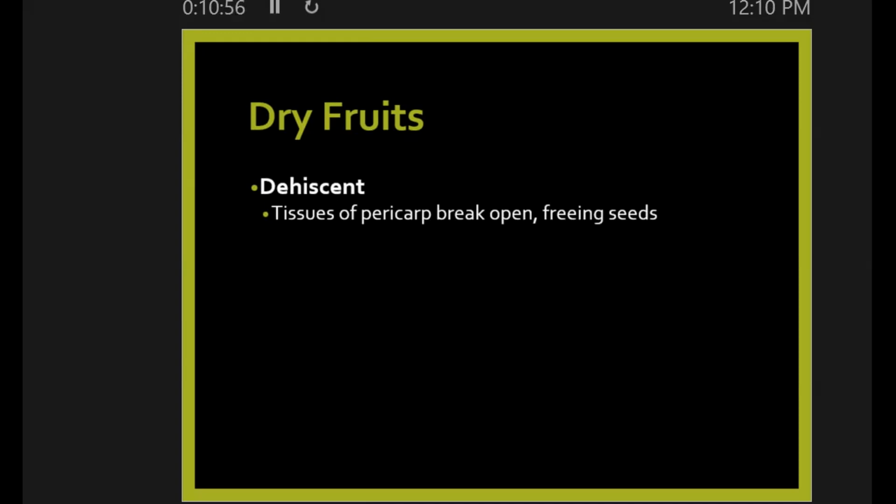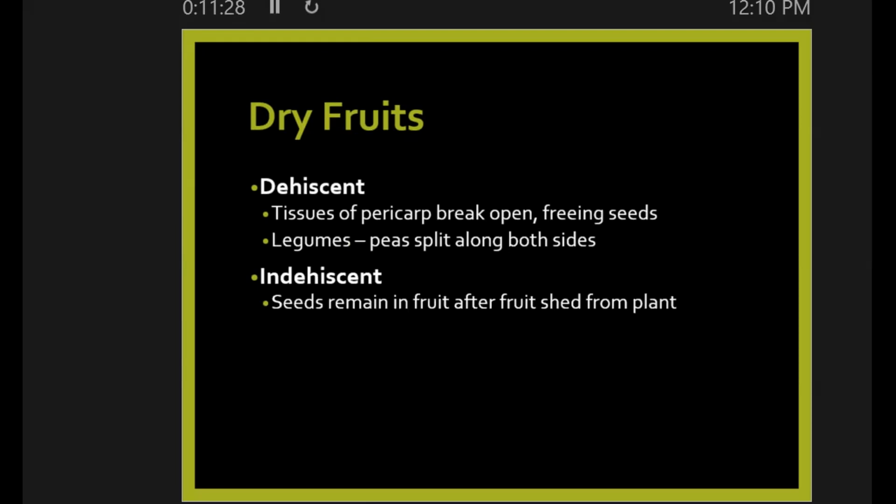And so dehiscent means that they will break open, the seam of the pericarp will break open, and the seeds get released. So legumes are like peas, peanuts, beans. Okay, so legumes are a special group of plants that they have dehiscent dry fruits. They split along both parts of the seed. Look at it carefully. Indehiscent means that everything stays sealed up. You don't get any breaking open. And so they get shed from the mother plant all intact.